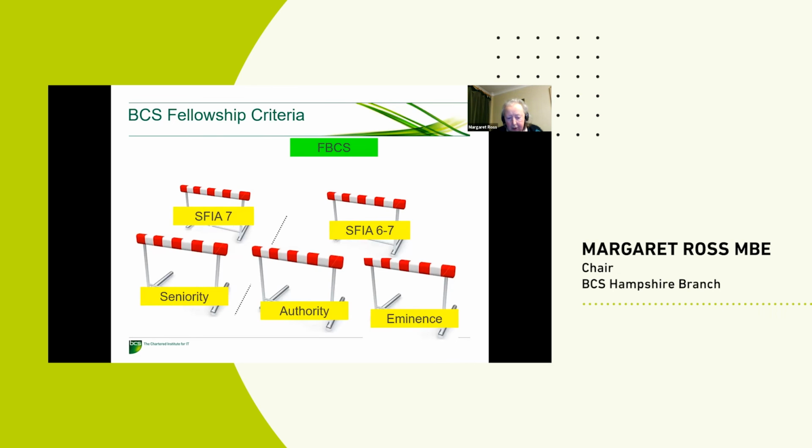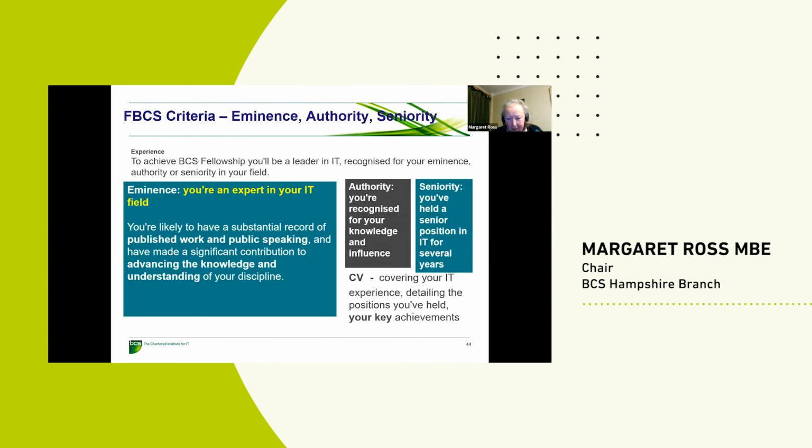Now there are 3 sections: seniority, authority, and eminence. You don't have to be at level 7 for all of these. You could have a combination, or you could be very much in one. We're coming to those in a minute and will explain exactly what we mean by them. But what you're looking for is definitely level 7, and it's definitely one of these. Now, with all of these, you also have the usual interview that pops in as well. So let's have a little look at these in more detail.